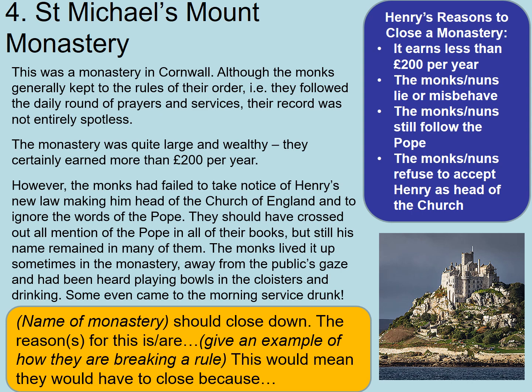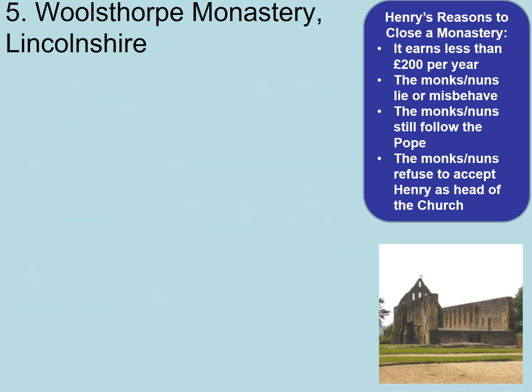Well, you can't get them on being too poor here, but possibly on misbehaviour. But the bit that Henry would probably take greatest exception to was their refusal to follow all of his rules about getting rid of the Pope's influence. That could be treason and might even result in death. Monastery number 5, our final one, Woolsthorpe Monastery, Lincolnshire.